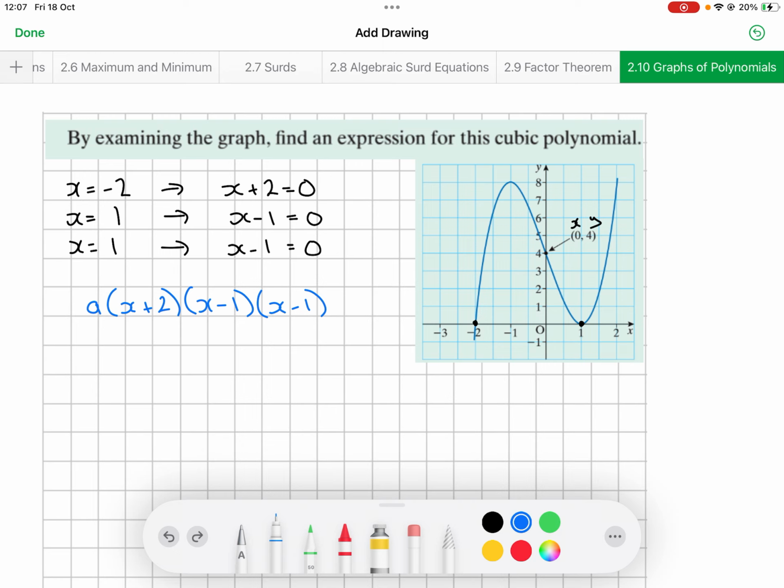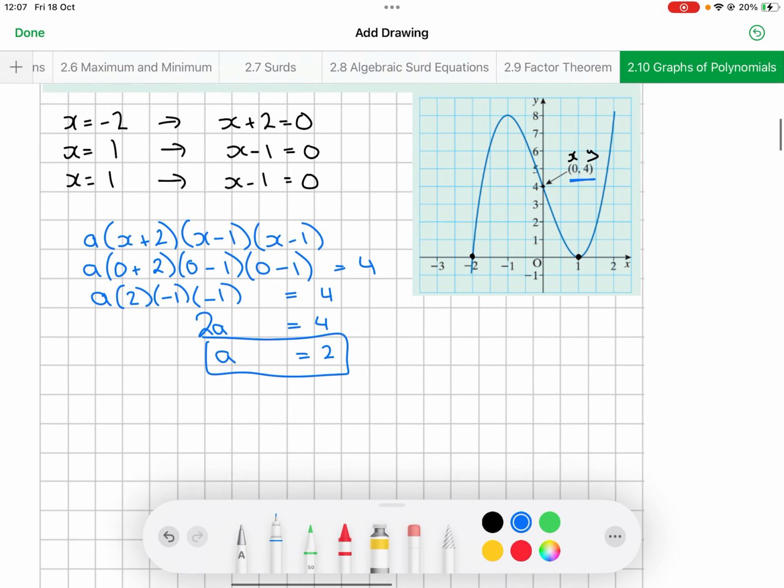So what we're going to do is we know that if we had the function, or an expression for this, if we swapped x for a 0, and this is why it's easiest to use 0, we should get 4 as our answer, because we know that point is on the graph. So if we simplify this, that gives us 2a is equal to 4, so a is equal to 2. And now we can simplify our expression.